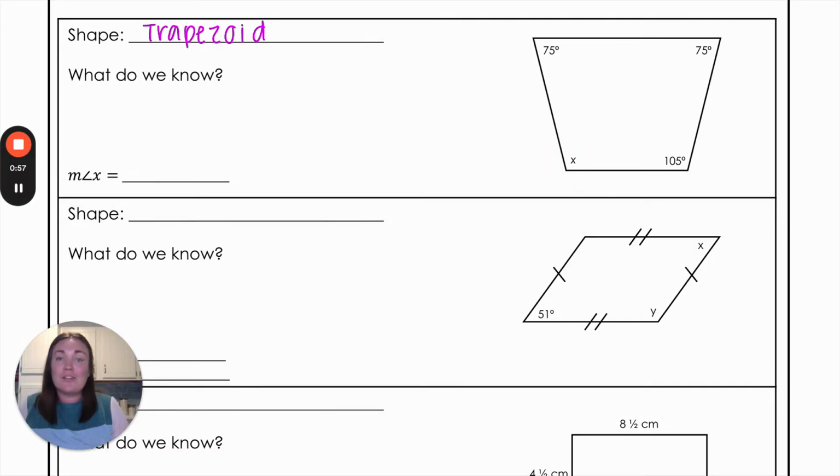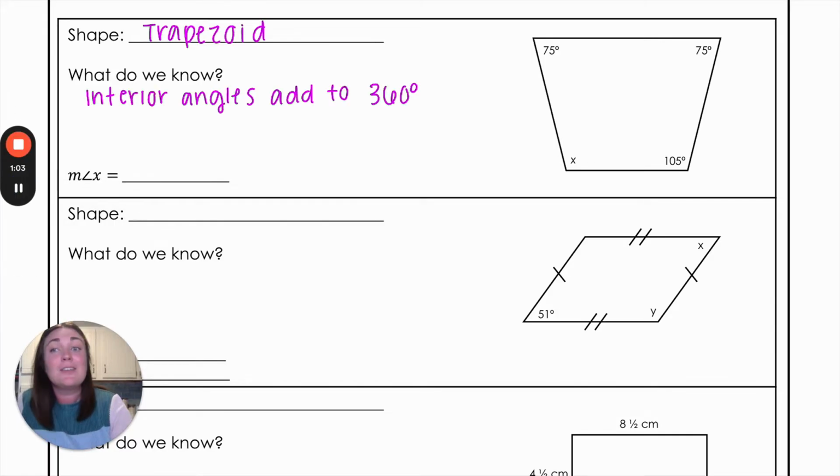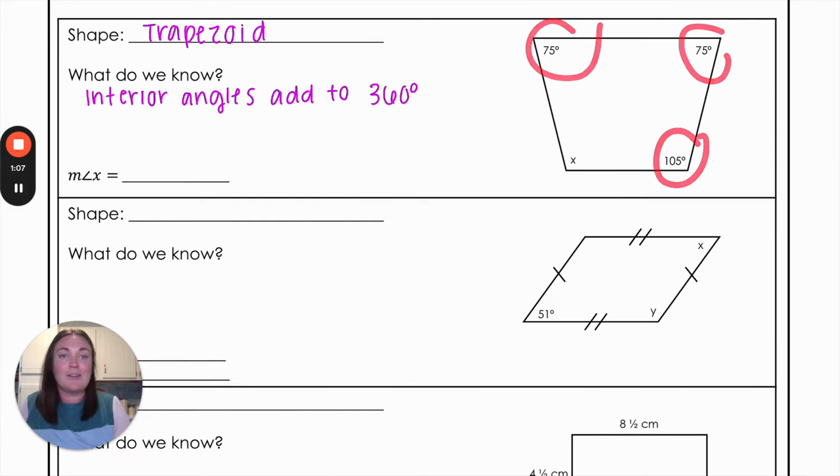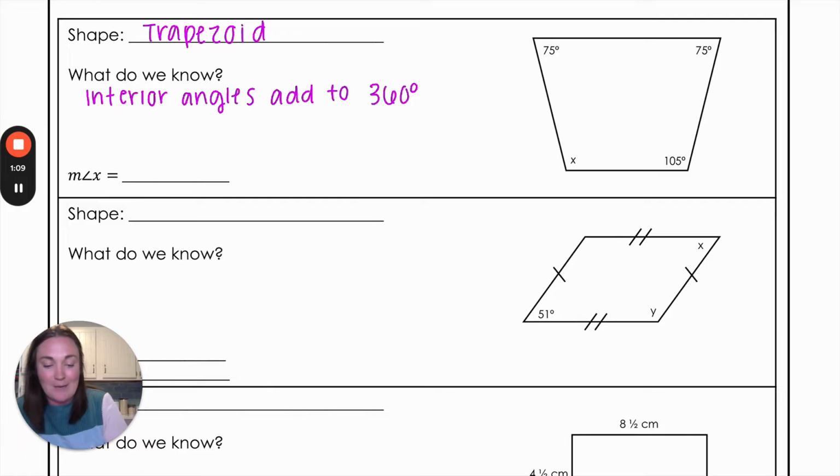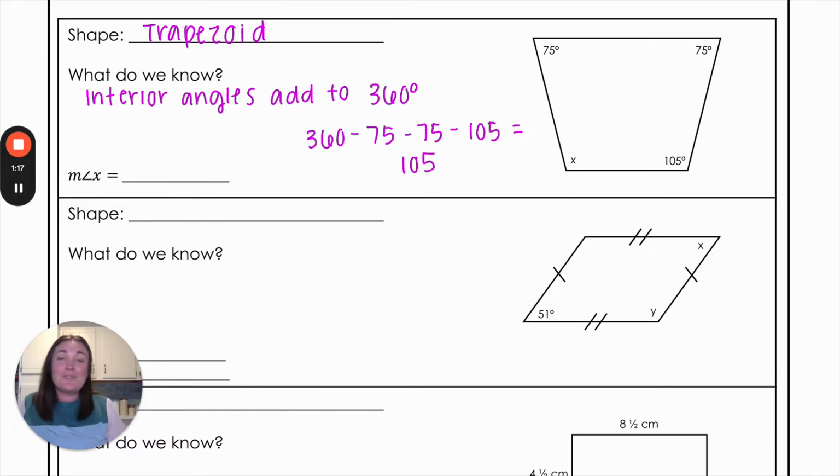So we know that trapezoids are quadrilaterals, and we know that the interior angles of quadrilaterals always add up to 360. So how does that help us? Well, I've got 3 angles out of the 4, right? So I know they all need to add up to 360. So I'm going to start with 360, and I'm going to subtract the 3 angles that we know. And whatever's left has to be the measure of angle x. And when we do that, we get 105 degrees. So the measure of angle x is 105.